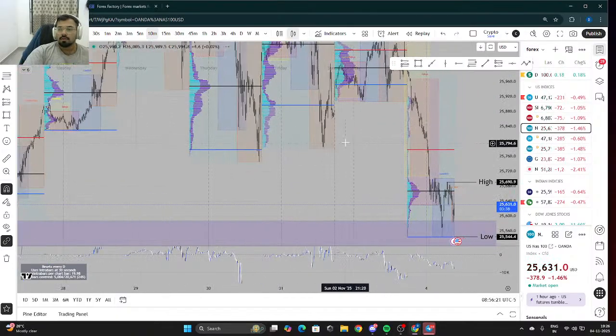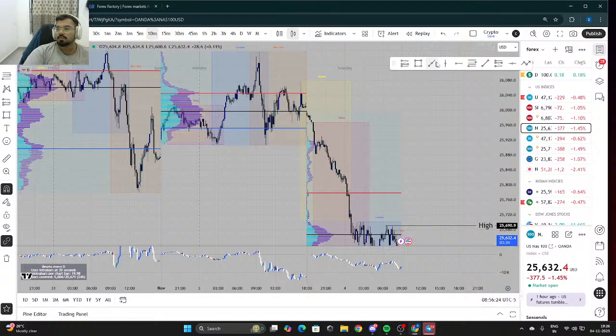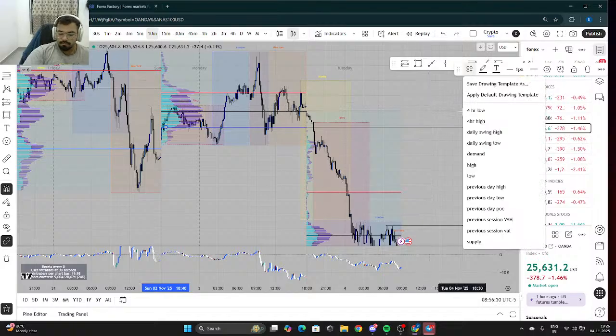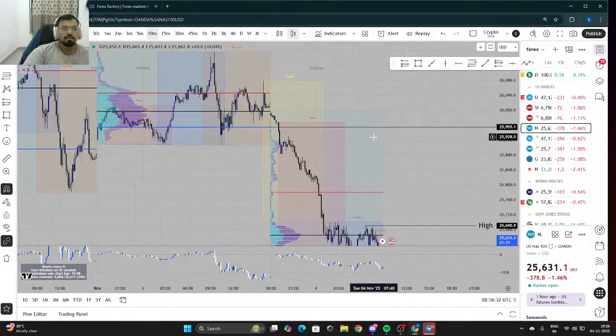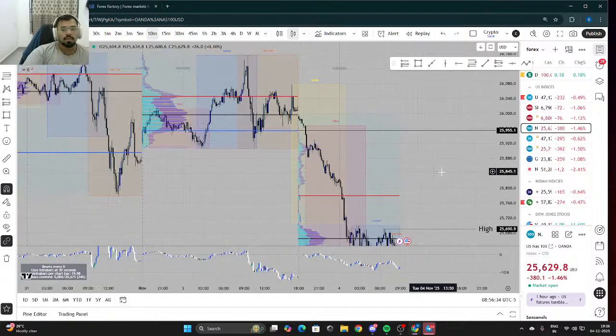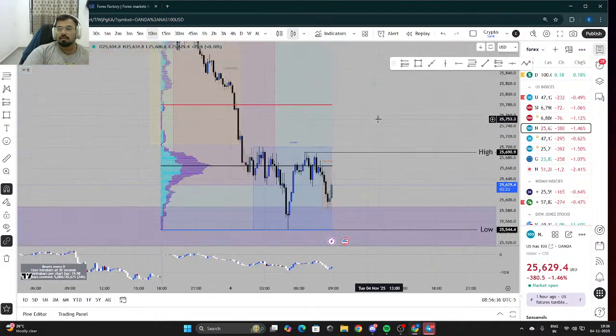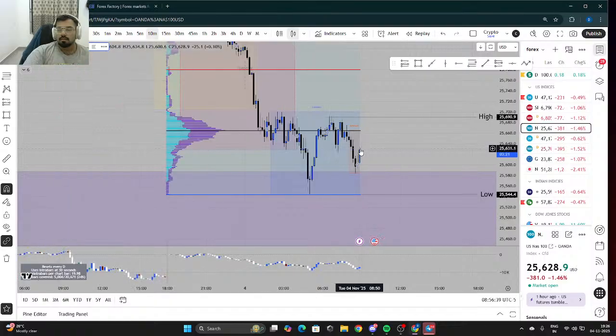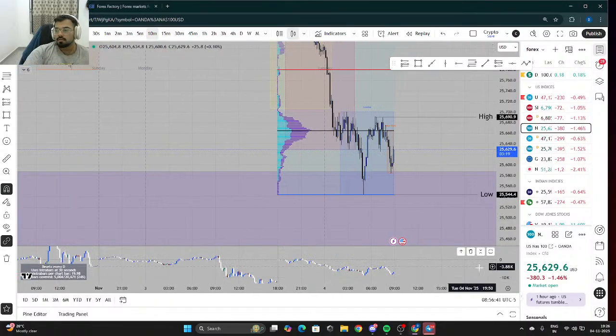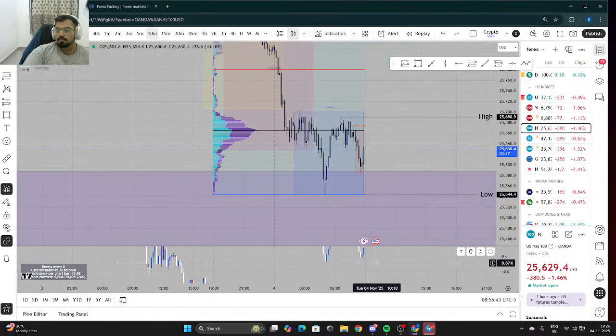The key level for Nasdaq would be the previous session value area low. This is a potential resistance level for Nasdaq that I'll be monitoring. Anything else? Yep.